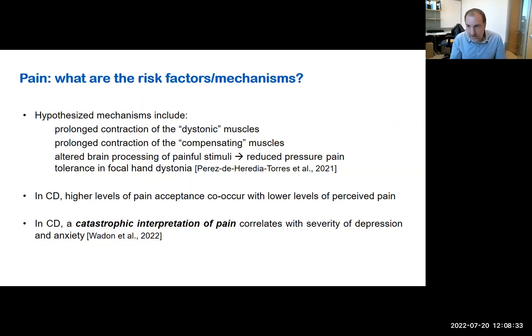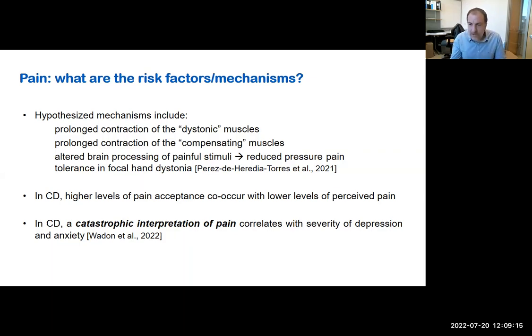There's no doubt that pain in cervical dystonia, but also in other forms of dystonia, might come from muscles, so may be due to the prolonged contraction of dystonic, but also of the muscles that compensate the dystonic posture, which are pretty subcontinuously contracted. There is some evidence, which is a bit scattered, indicating that there may be an alteration of brain processing of painful stimuli in dystonia. For example, a recent study in focal hand dystonia has shown a reduced tolerance of pressure pain in these patients.